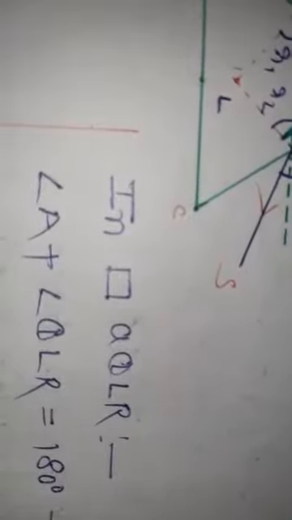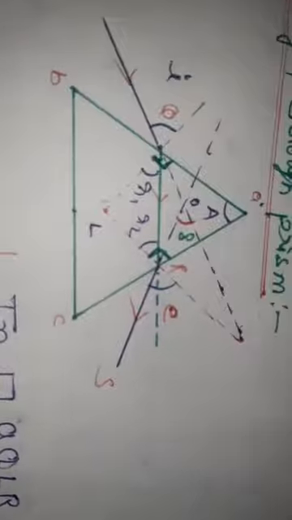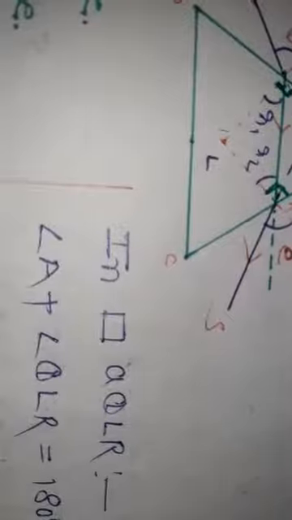Since you can see here this is your normal, so this angle will be 90 degrees and this is also 90 degrees, so 90 plus 90 equals 180. Then we conclude that the sum of these two angles also equals 180 degrees. So in AQLR, angle A plus angle QLR equals 180 degrees, because these two already have a sum equal to 180 degrees.